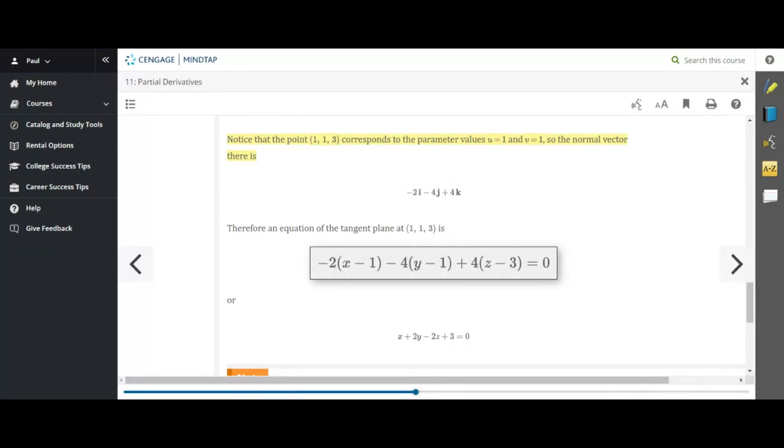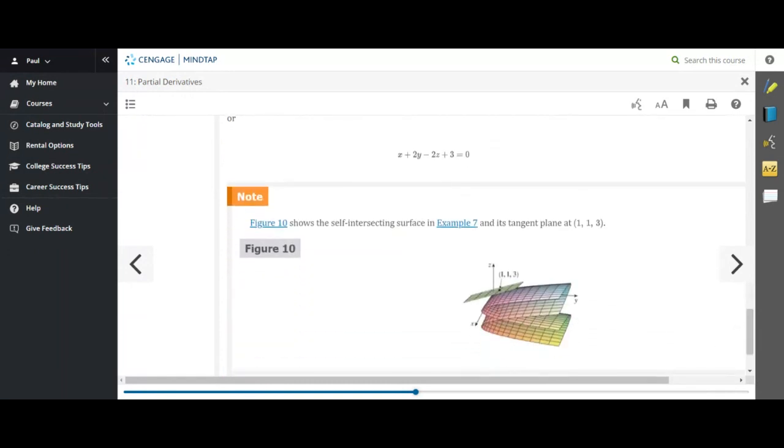And incidentally, when you're doing your homework, or maybe you're doing a problem like this on an exam, it would be nice to be able to produce a graph like you see here in figure 10. I have a program I wrote for this particular example that will produce this graph, or something like this. Again, the goal is, can we graphically verify our answer? And the answer is yes.